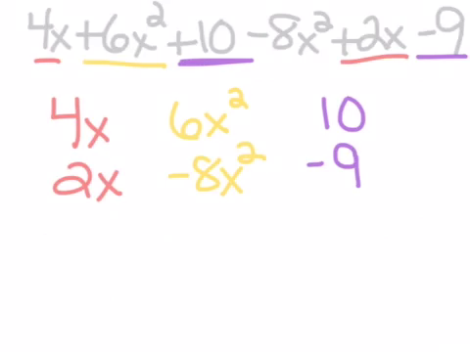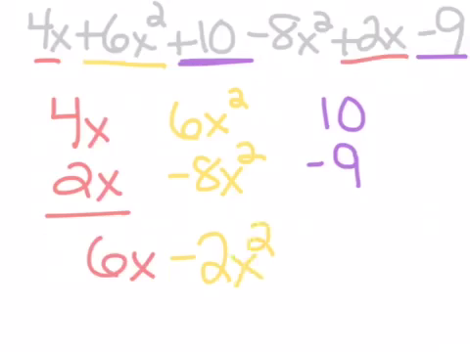All right, so I copied them down and I brought the like terms out of the long expression and put them together. I also included the sign that was in front of the number. So 4x plus 2x gives me 6x. 6x squared minus 8x squared, or you could say 6x squared plus negative 8x squared, is still going to give me a negative 2x squared. And then last one, 10 plus negative 9 is going to give me positive 1. So my final answer is 6x minus 2x squared plus 1.